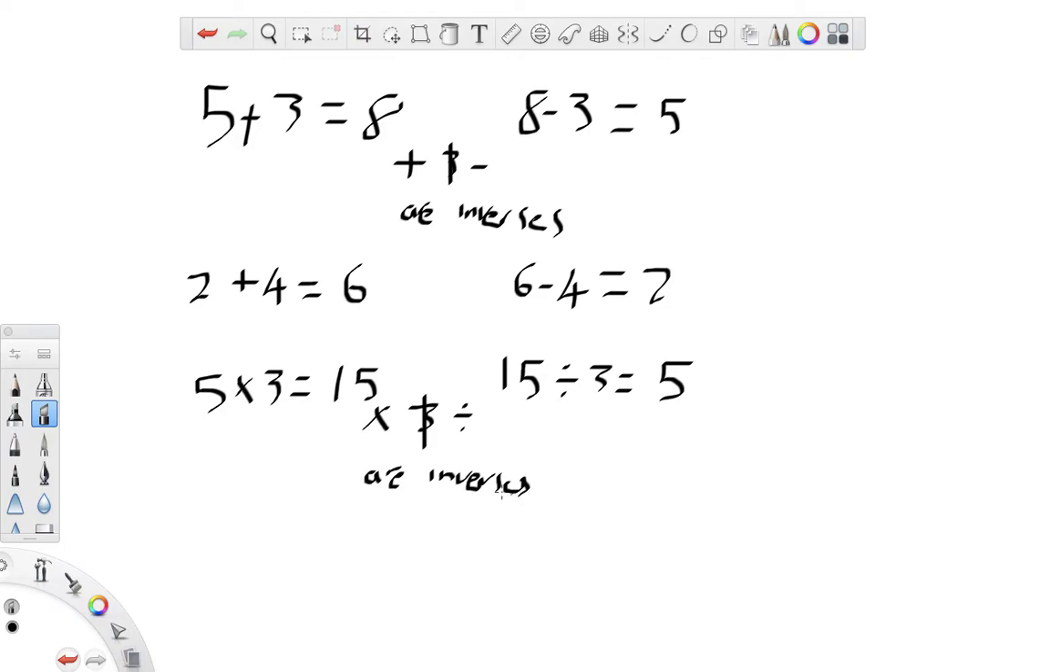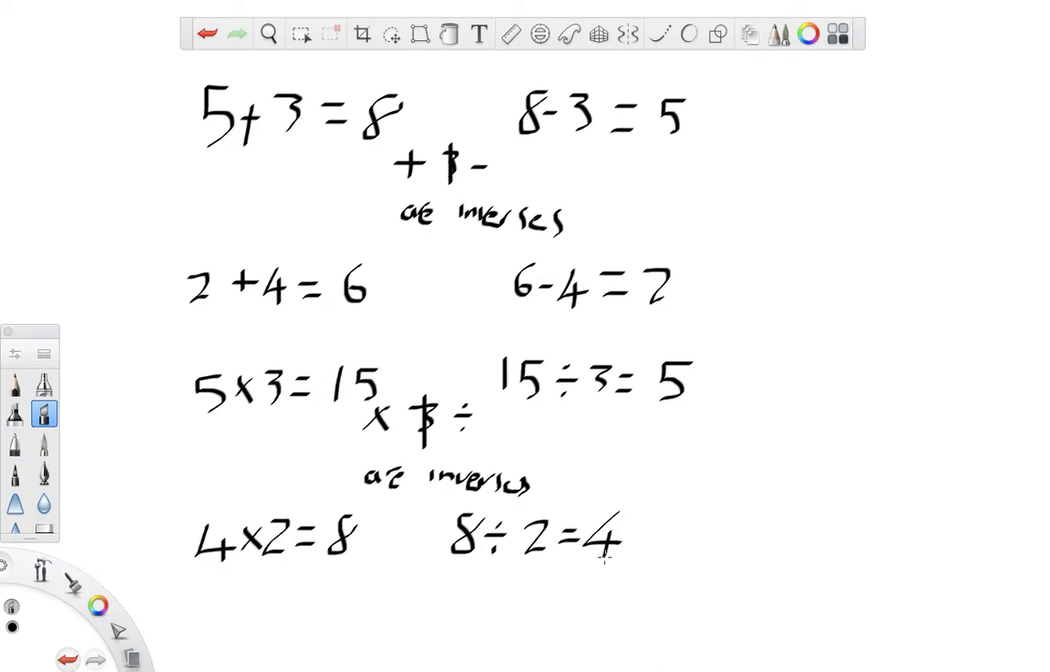And let's look at one more example for multiplication and division. If we've got 4 times 2, we know that that's 8. But then if I want to go back to 4, if I have 8, I've got to do 8 divided by 2 in order to get me back to 4.